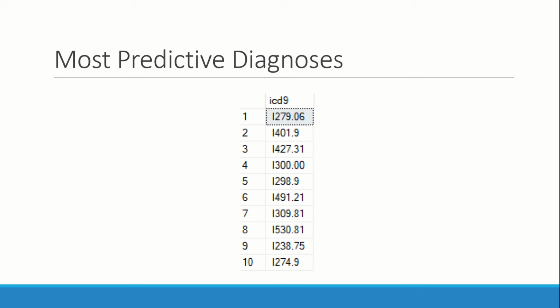This slide displays the top 10 most predictive diagnoses. These diagnoses are greatly associated with diabetes, as depicted in their calculated likelihood ratios, and therefore are very important in the predictive model.